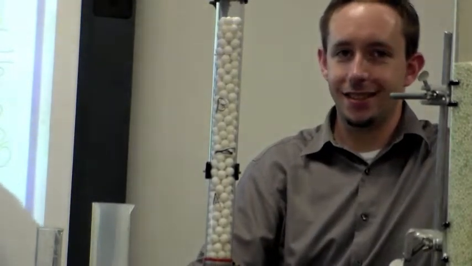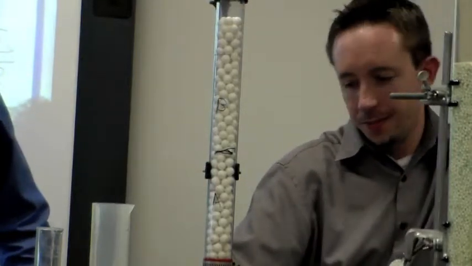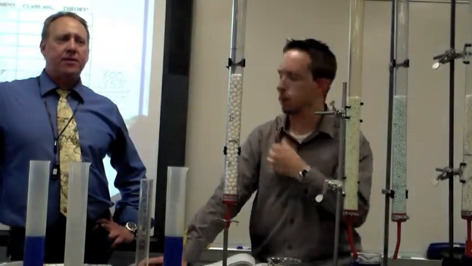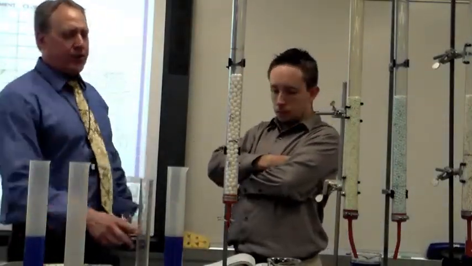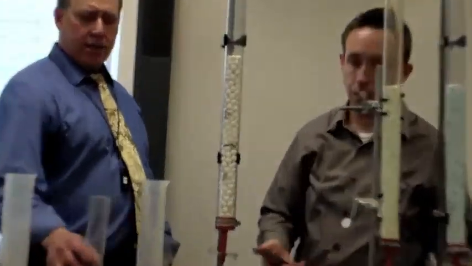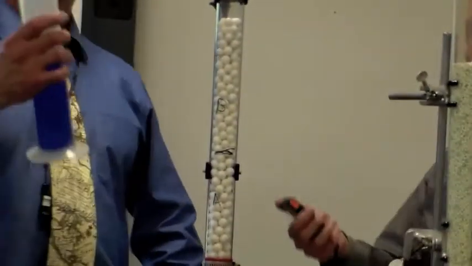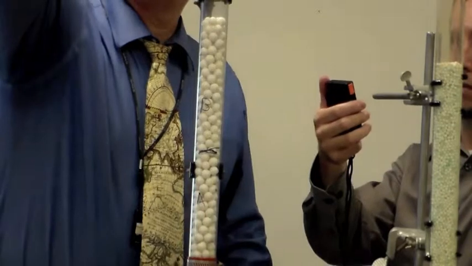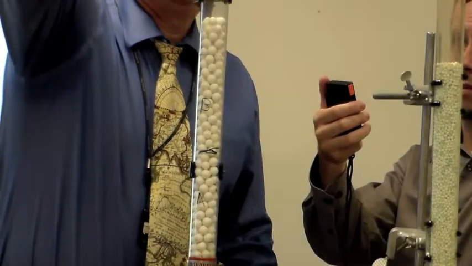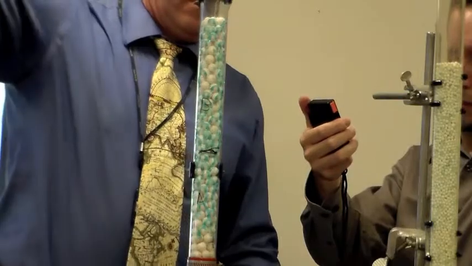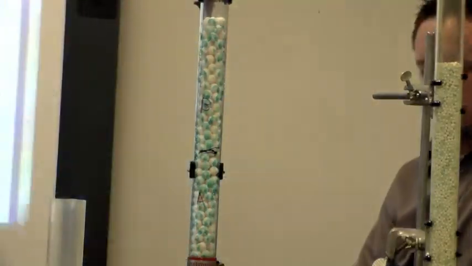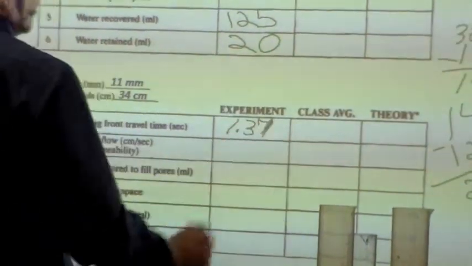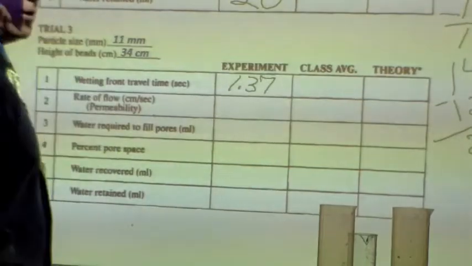Take 1. Okay, everybody. Now we're going to take a look at trial 3, which is the largest beads, the largest particles, which are 11 millimeters in diameter. So first, we have the wetting front travel time. Let's see how long it takes 20 milliliters of this water to travel through these large beads. Are you ready, Mr. Livingston? Ready? Here we go. Okay, that looked pretty quick to me. That was 1.37 seconds. That went through pretty quick.